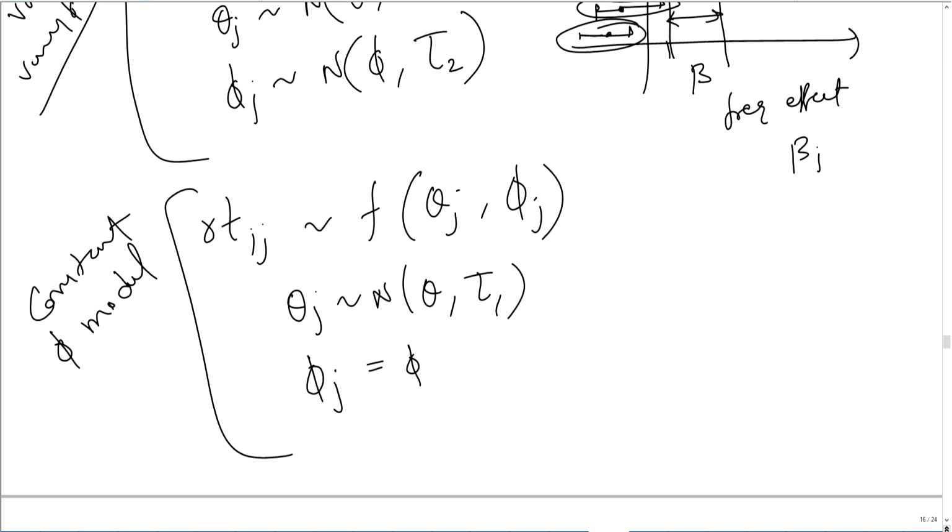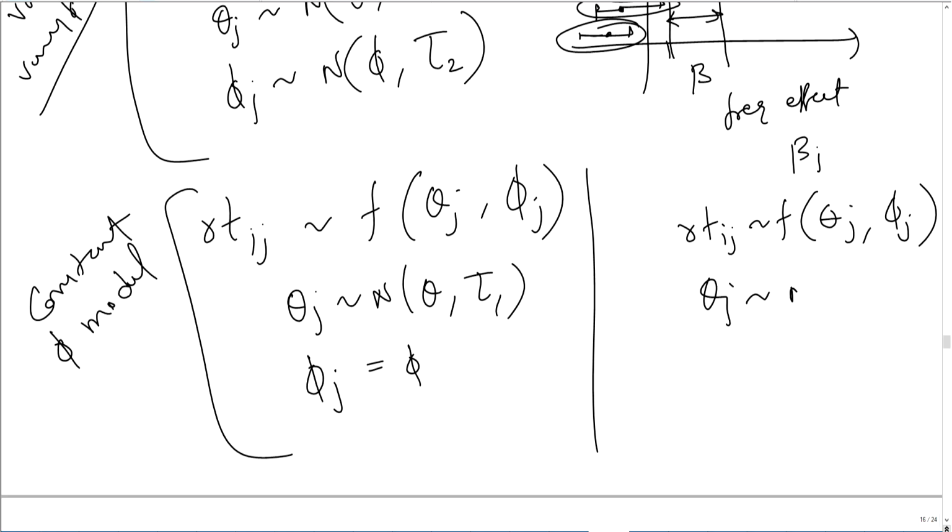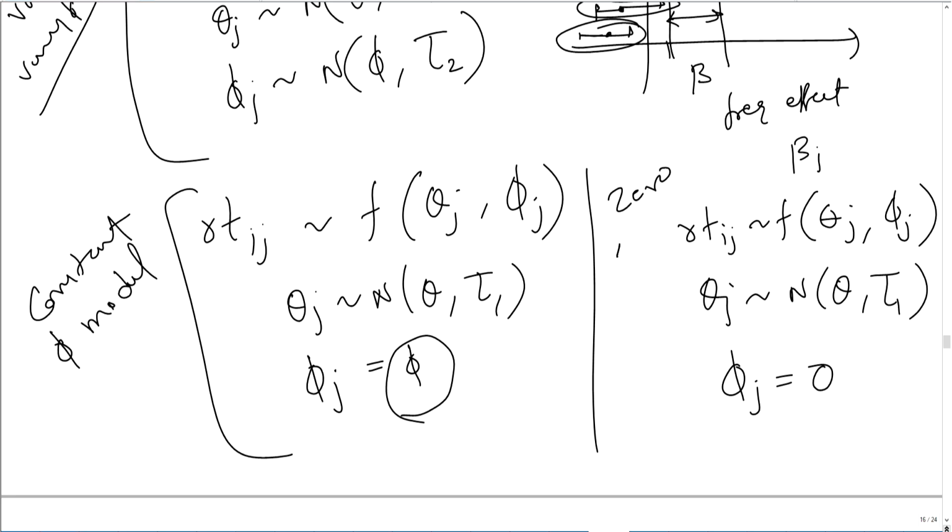Okay. You can also have a more interesting model like this, that RT ij comes from f of theta j, phi j such that theta j comes from normal theta, tau 1, but phi j is actually equal to 0. It is the same across all subjects, but the value is exactly 0, fixed. Okay. In the previous case, the model would estimate this value from the data. It could be positive or negative. In this case, it's exactly 0. You can call it the 0 phi model.